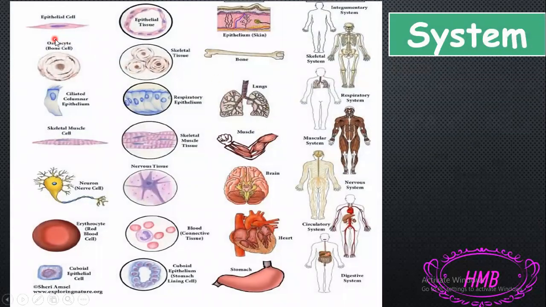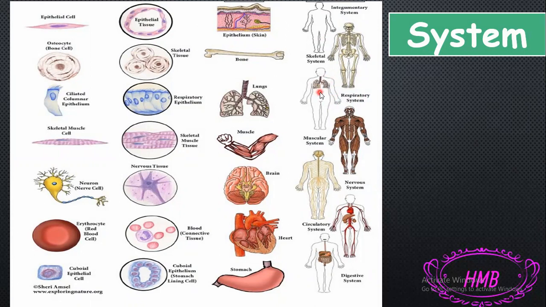I will start again. One cell reproduces, gives me many same cells joined together, they will give me tissue. Different tissues joined together will give me one organ. Now, when these different organs join together, they will form a structure that is called a system. For example, I will take the respiratory system.